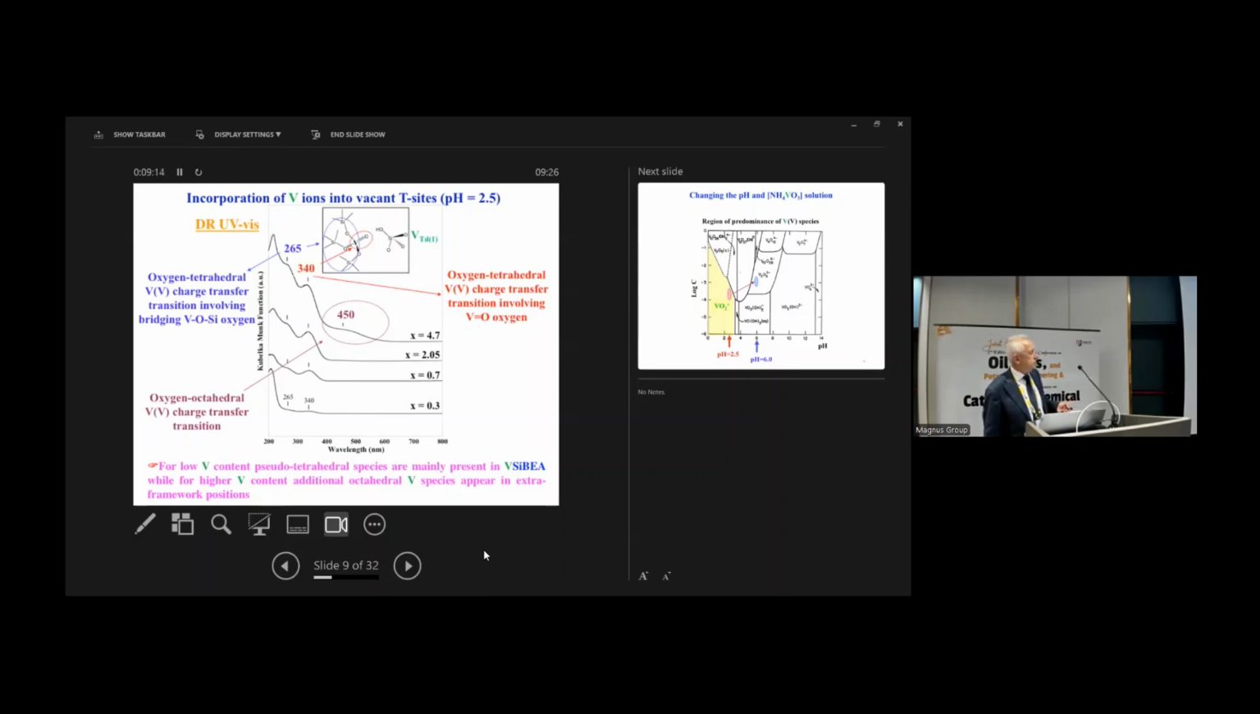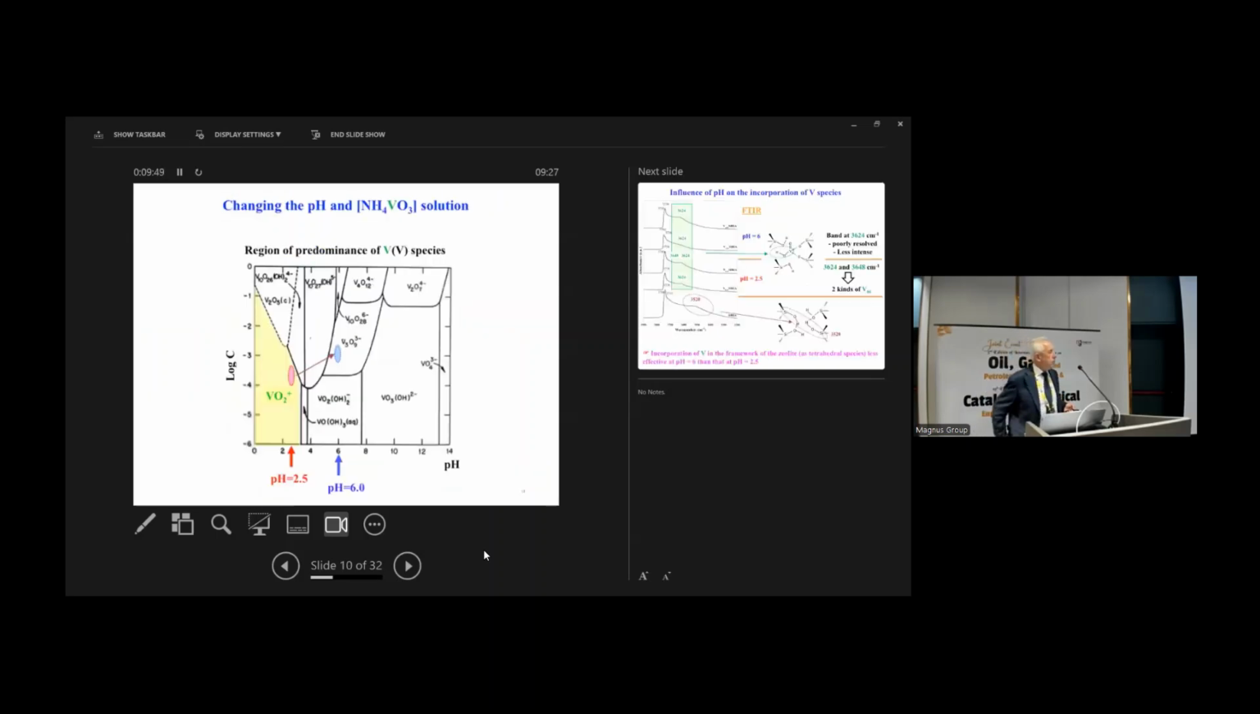These two bands are present in the vanadium tetrahedral species. But with increasing vanadium loading, we can observe a new species corresponding to oxygen-to-octahedral-vanadium charge transfer transition. This means that in the zeolite there is also formation of octahedral species in the extra-framework position.